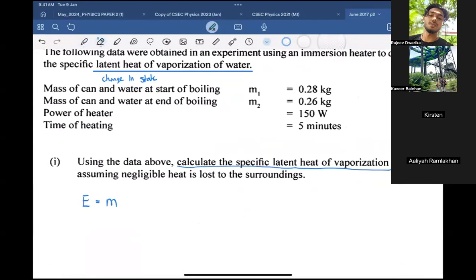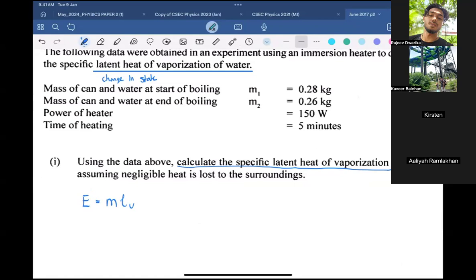You see this LV here, guys? That is one thing, not two terms. So what does E represent? Energy. What does M represent? Mass. And what does LV represent? Look at what the question is asking. LV is the specific latent heat of vaporization.